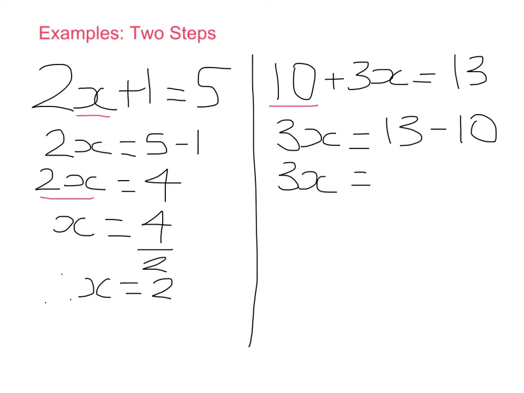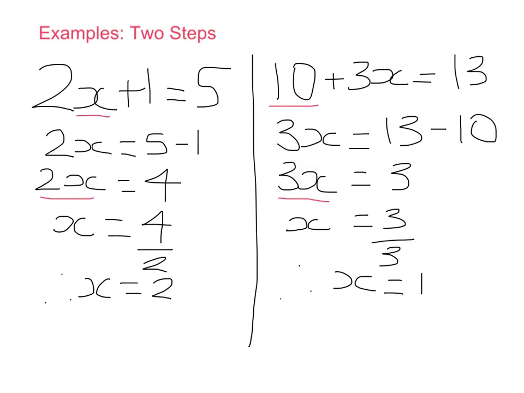3x equals 3. Here we go. Then we've got the pronumeral. 3x is the same as saying 3 multiplied by x. Inverse of multiplication is division. X equals 3 divided by 3. Therefore, x equals 1. Really straightforward.